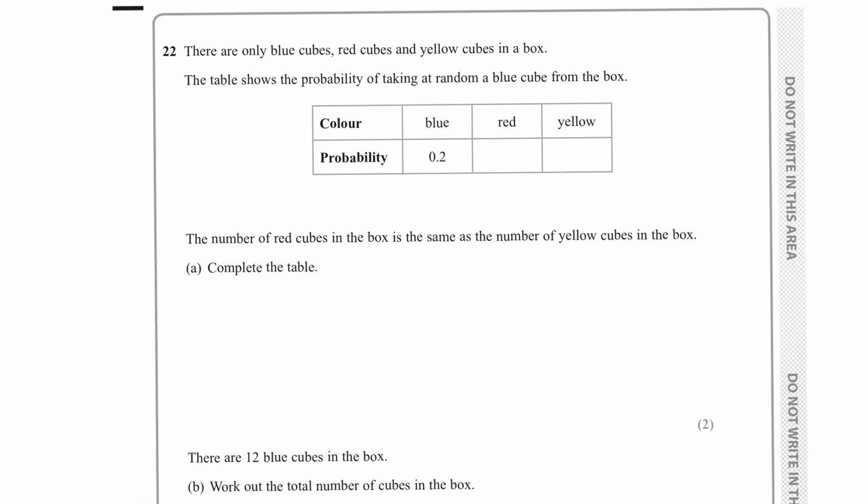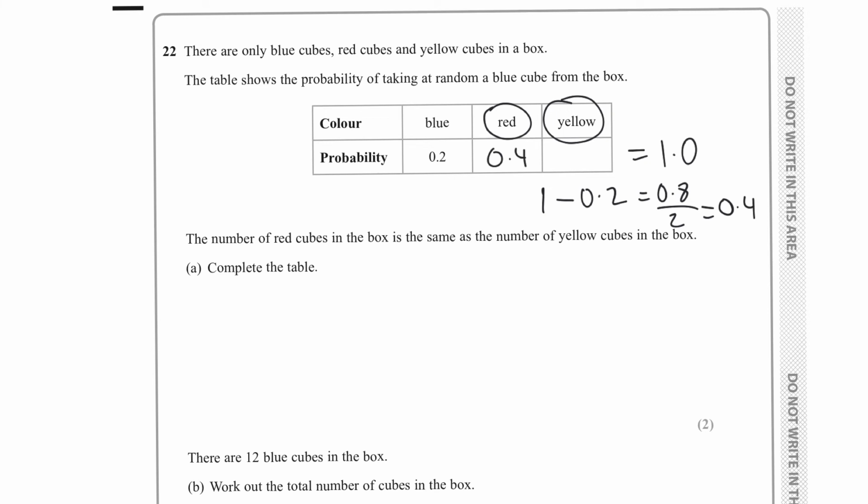Okay, next question. So working out probabilities. It says the number of red cubes in the box is the same as the number of yellow cubes, and it wants us to complete the table. So we know total probability adds up to 1, right? So we can do 1 minus 0.2, and that would give us 0.8. Because we know that the red and the yellow have the same probability, we're going to divide this number by 2, and this will give us 0.4. So therefore, you have 0.4 probability for red and 0.4 for yellow.